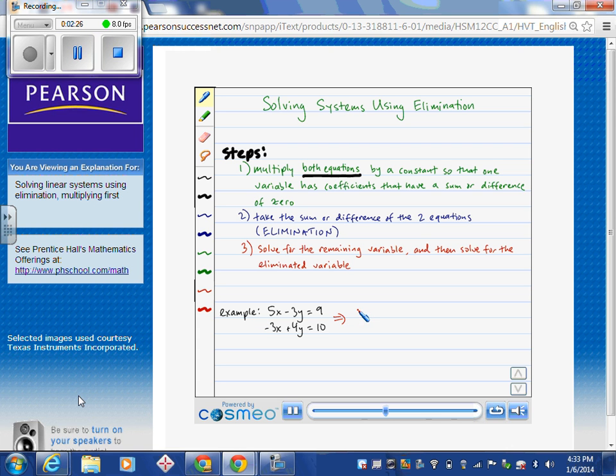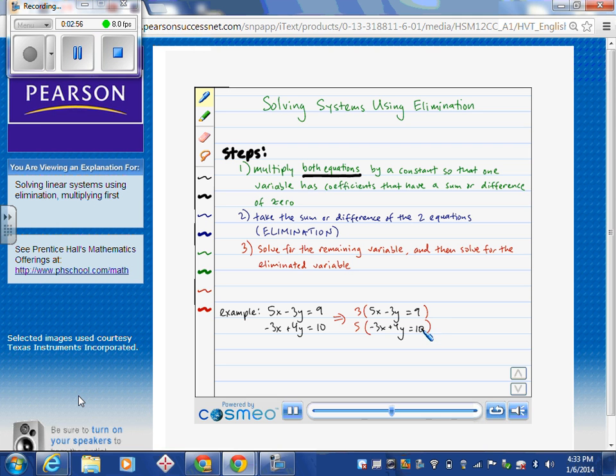I'm going to multiply our top equation by 3. So that's 3 times the equation 5x minus 3y is equal to 9. And I'm going to go ahead and multiply our bottom equation by 5. And we see that that results in the following. 5 times negative 3x plus 4y is equal to 10.